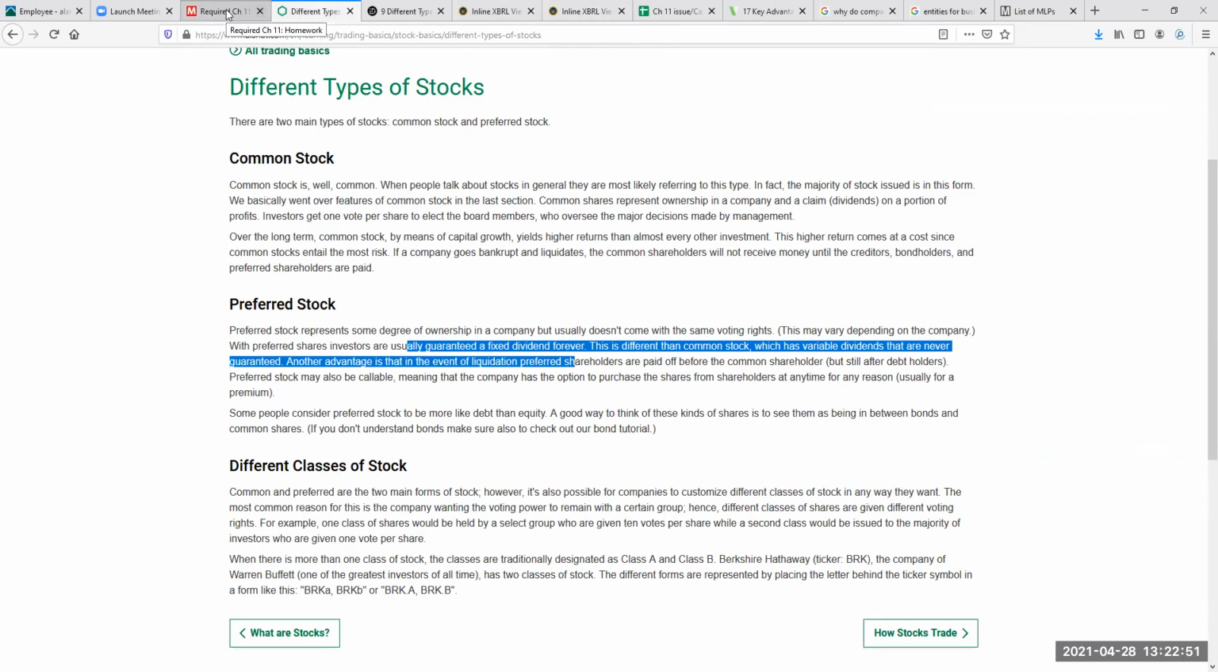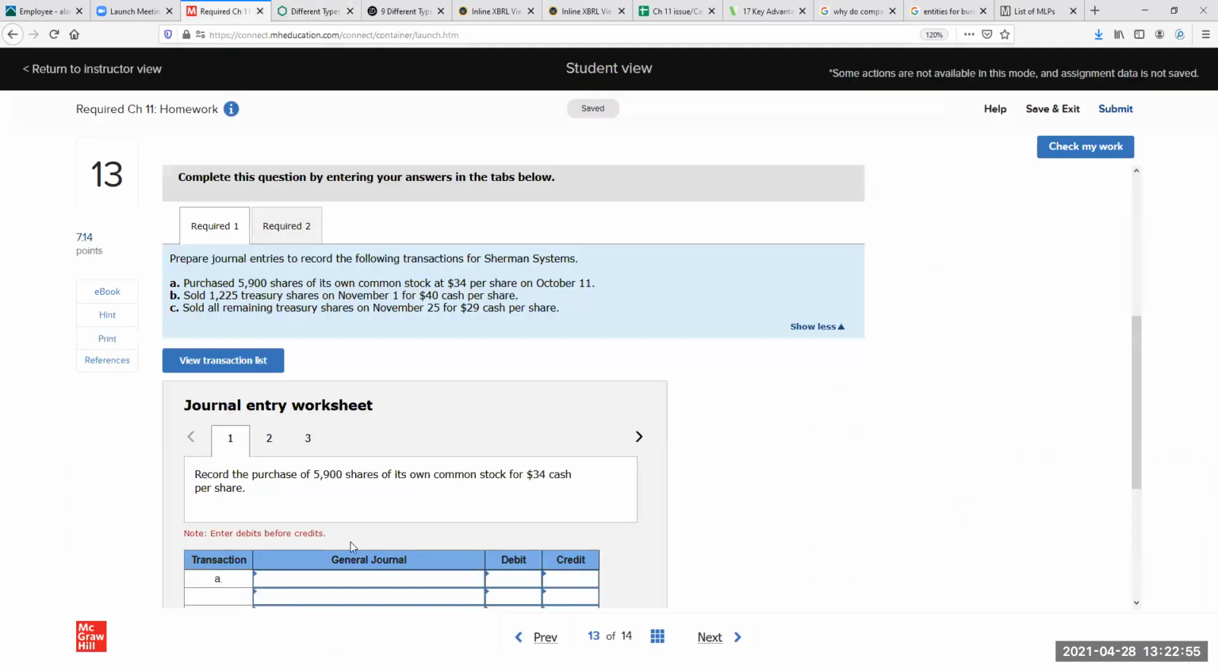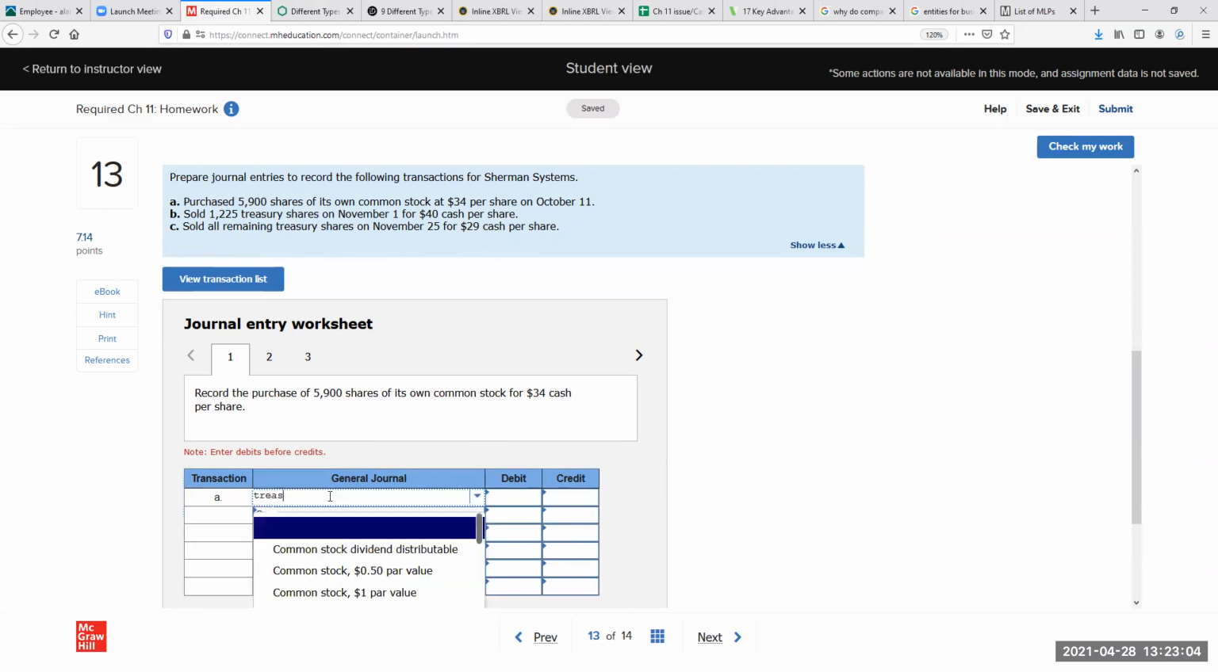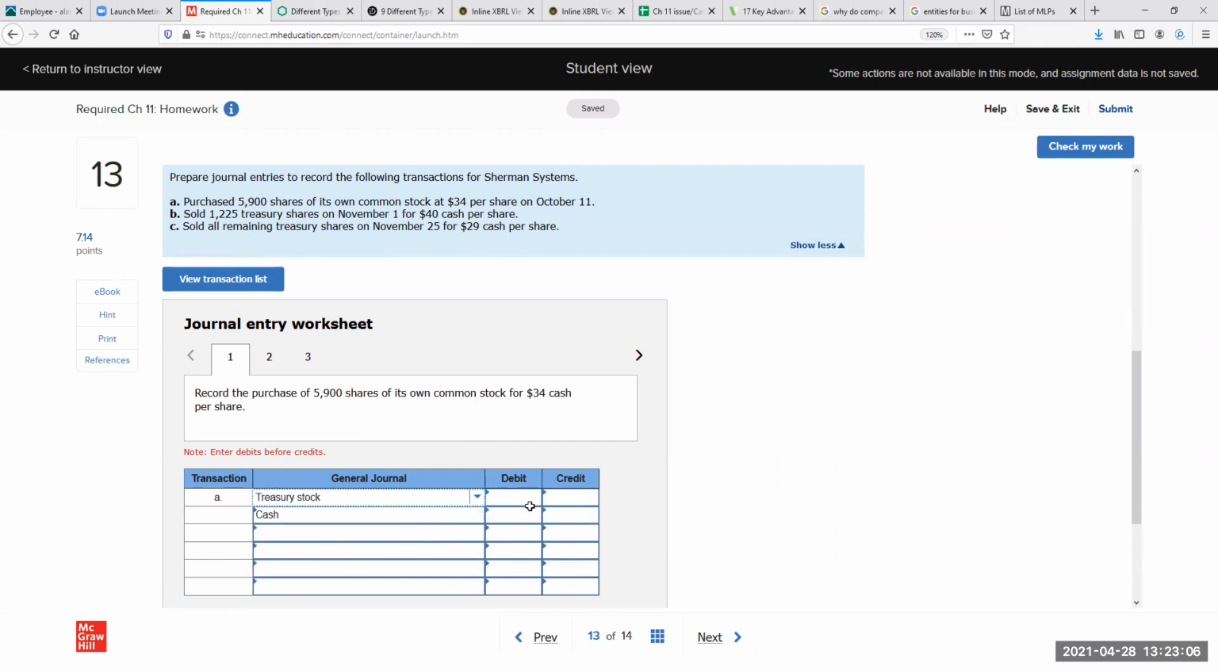All right. So now I know that stocks are talked about different ways. So let's finish this here. So it's paying $34 cash. So cash is going down and treasury stock is going up. So 5,900 times $34, 200,600. And Exxon has spent 2,200 billion. So there it is. Now, so it's paying $34. You got to remember you paid $34.